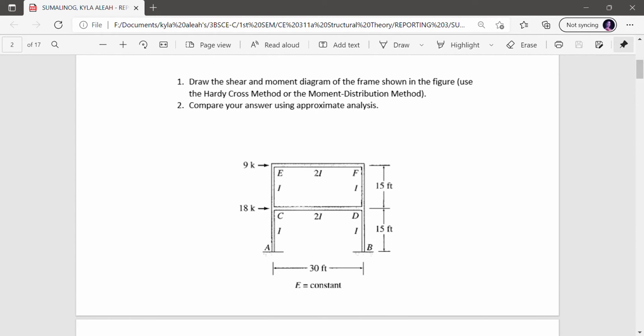So we have here our frame and we have a fixed support A and B and we have lateral forces 9K and 18K. We have here the length of 30 feet from A to B, and from F to D we have 15 feet, and D to B is 15 feet. We have constant inertia at every member given in the frame.